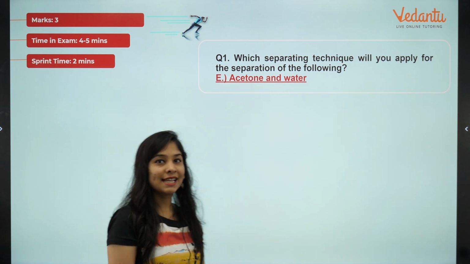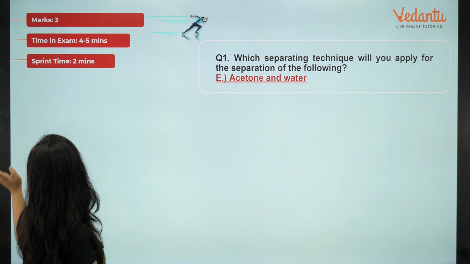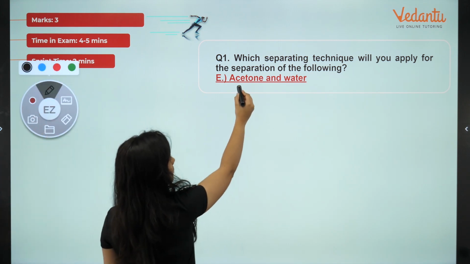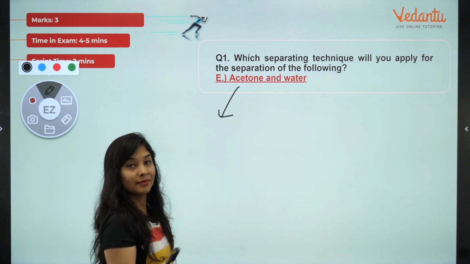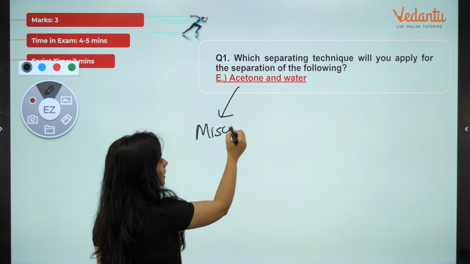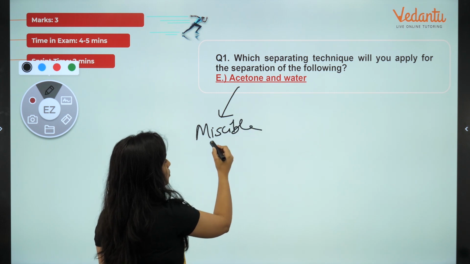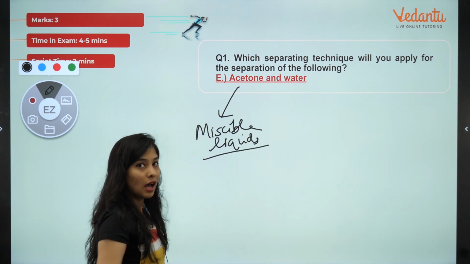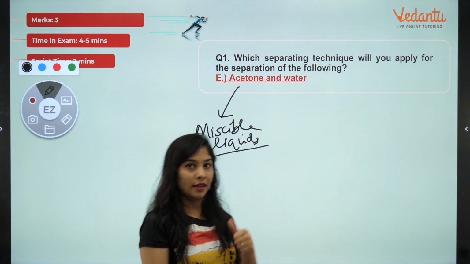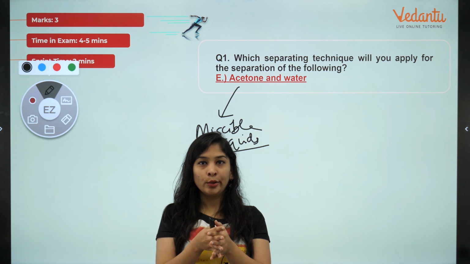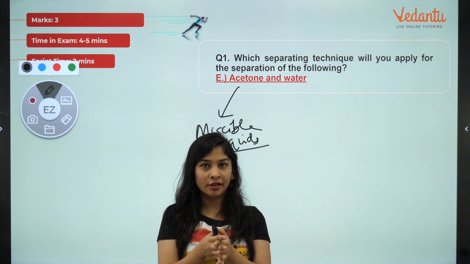Okay, so this type of a mixture has a particular name. What name does this type of mixture have? Miscible liquids. Miscible liquid means liquids which are going to mix with each other properly. So these are a mixture of miscible liquids. Now the same question: how can we separate two liquids which can completely mix with each other?